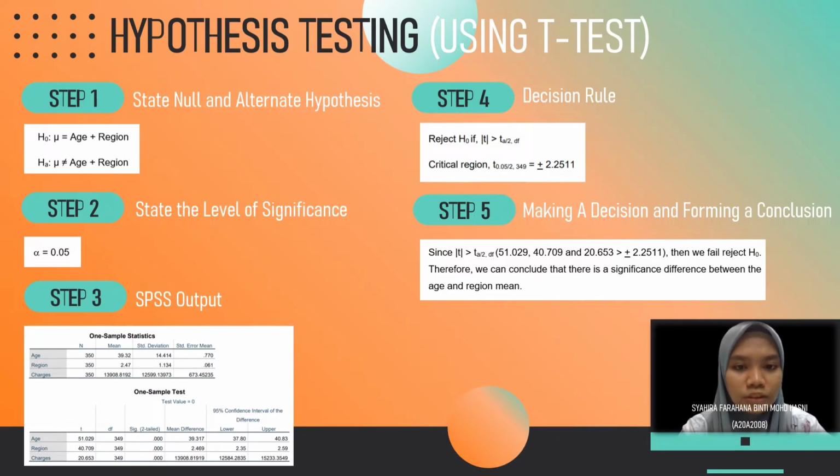Step 4. Decision rule. Reject H0 if T is higher than T alpha divided by DF. Critical region 2.2511. Step 5. Making a decision and forming a conclusion. Since T is higher than T alpha divided by DF, we will reject H0. Therefore, we can conclude that there is a significant difference between the age and region means.